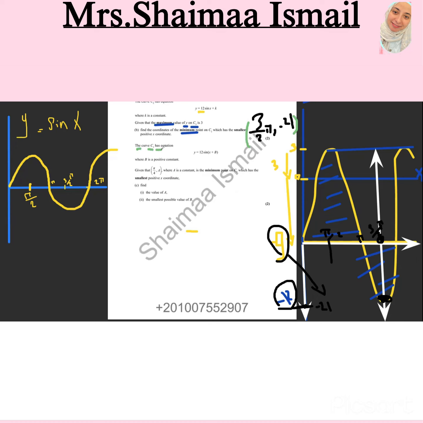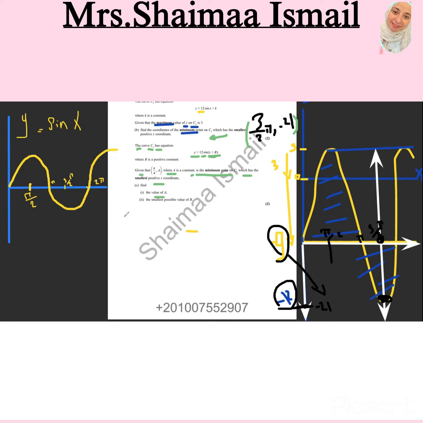Okay, curve 3. The curve 3, or C3, has an equation of y equals 12 sine (x plus b). So this has been shifted to the left, or to the right; we're going to see. I think it'll be to the left here. So given this (pi over 4, a), where a is a constant, is the minimum point on the curve which has the smallest positive x coordinate. Find the value of a.